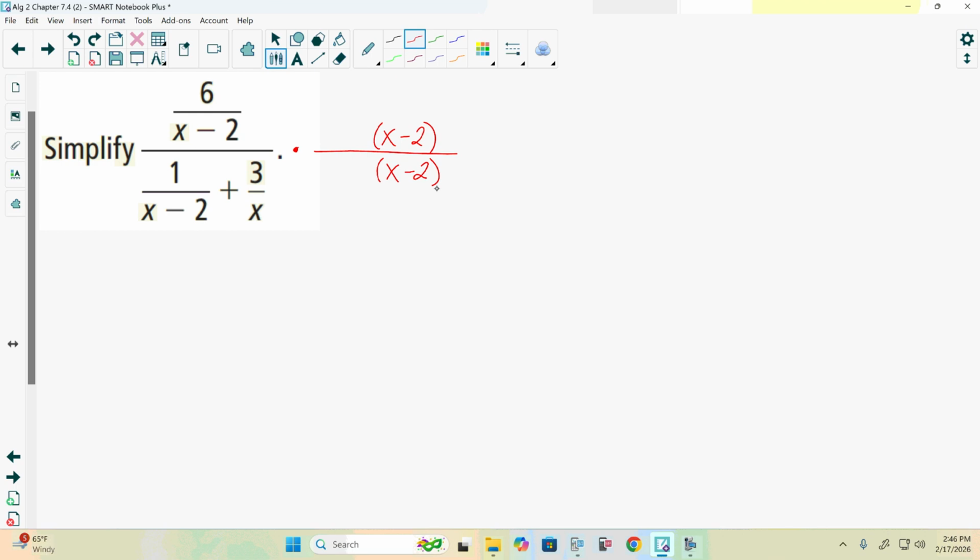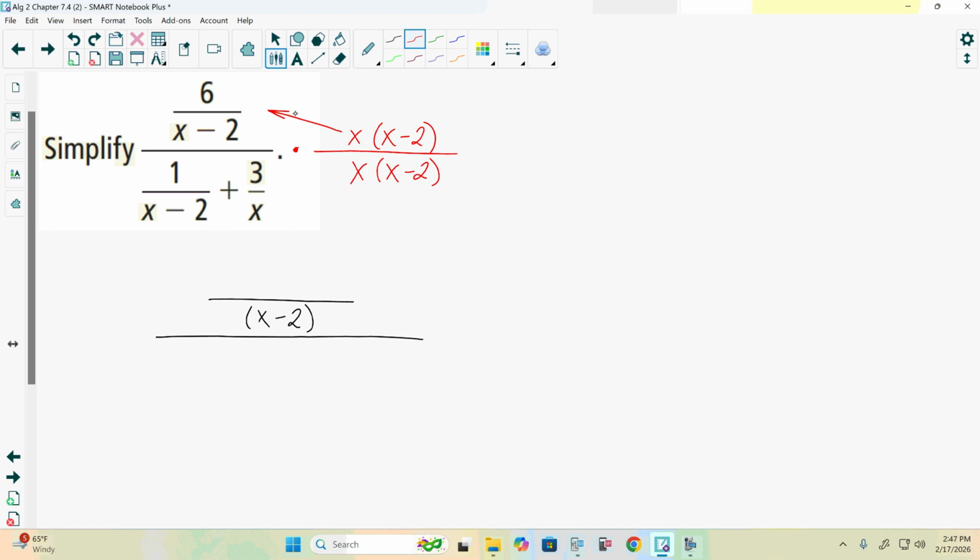Because we do have an x minus 2 in the denominator on top. We do have an x minus 2 in the denominator on bottom. In both of those places, it only shows up one time. So we only need it once. Anything else? x. We have to multiply the top and bottom by x. And we can multiply this out.